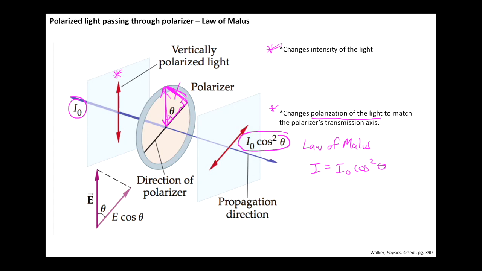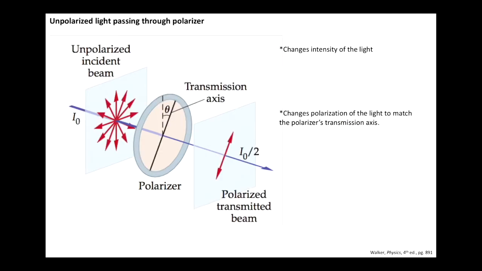This is polarized light passing through a polarizer. What happens if we start with unpolarized light? We've got crazy electric field in all directions. And now it passes through the polarizer. You might imagine that once again, a bunch of light is going to get blocked, so it is going to change the intensity of the light.